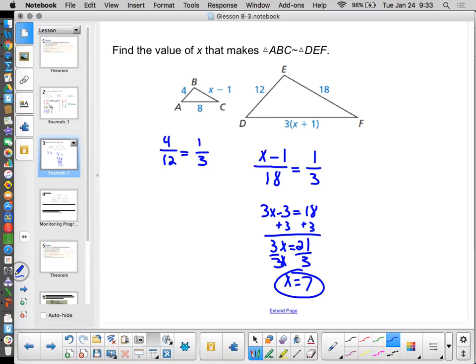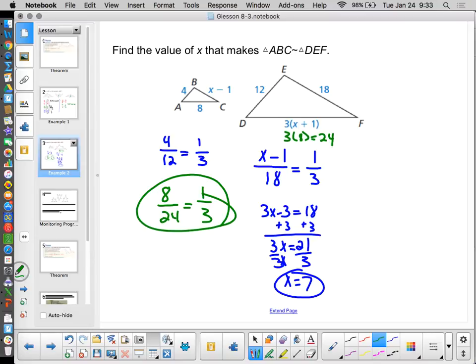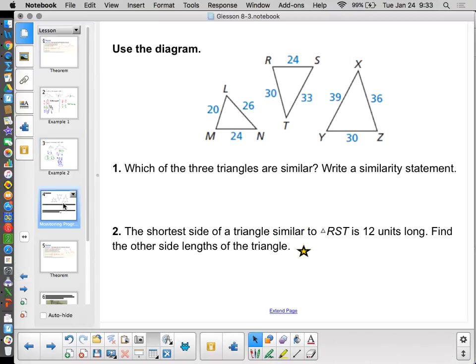Now I should check that to make sure it works. So if x equals 7, this is 3 times 8, or 24. And 8 over 24 indeed reduces to 1 over 3. We are good to go. So I substituted that 7 back into the other side that I didn't know, just to confirm it. And yes, it does reduce to the same thing. The scale factor between these triangles is 1 to 3, smaller to larger. Pretty simple stuff.